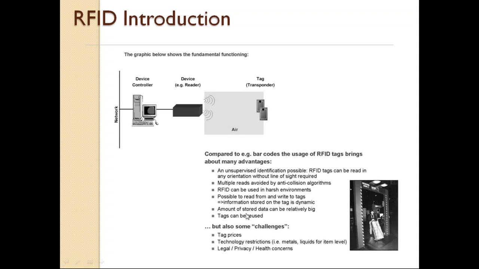RFIDs can be used in harsh environments. Then again, a possible challenge with working in harsh environments is that it cannot be used with certain metals, liquids or certain special types of items. Then there are some health concerns or privacy and legal concerns as well, because you are exposed to some radiation here, even though it is very light. But if you use a lot of RFIDs, you see a lot of radiation and signaling here, so maybe there could be some health concerns as well.